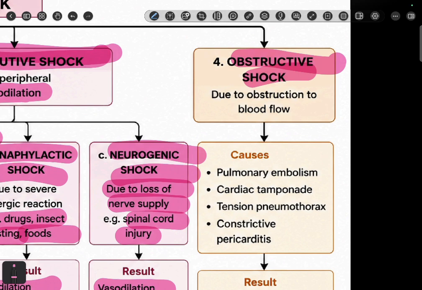Now, obstructive shock. By the name, we can say that it occurs due to any obstruction to blood flow. So, it is a type of shock where blood flow is blocked due to physical obstruction, preventing the heart from effectively pumping to the body, even though the heart itself may be functioning normally. What happens here? In obstructive shock, something mechanically interferes with circulation.